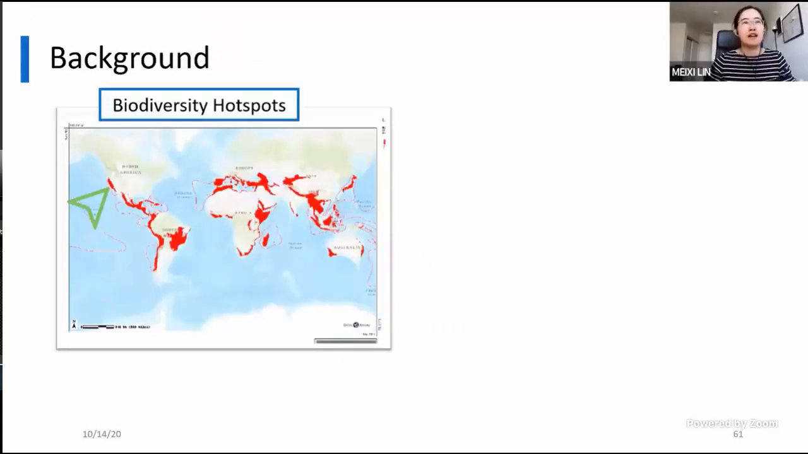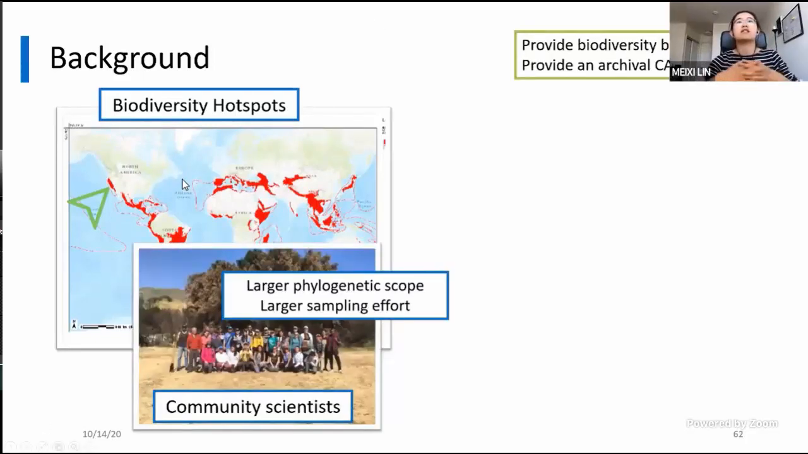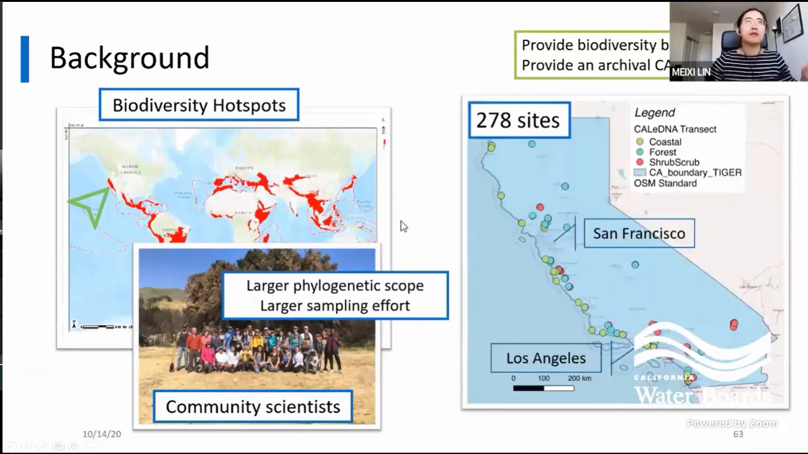Let me give you a little background on these projects. We all know California is a biodiversity hotspot, but there is still some lack of understanding of biodiversity across the tree of life. So our approach took advantage of environmental DNA and citizen scientists to achieve a relatively larger phylogenetic scope and larger sampling effort. Since 2017, we collected over 3,000 soil or sediment samples, and the data set that I will be presenting today includes around 300 samples collected during spring 2017.